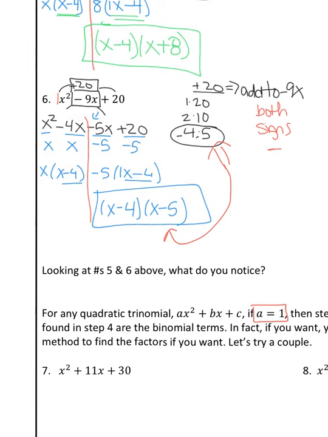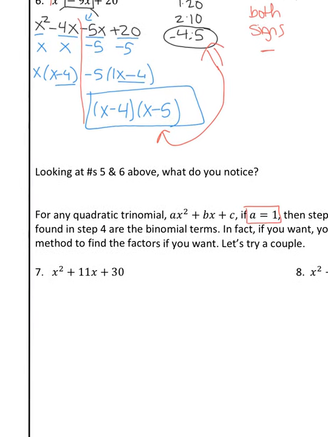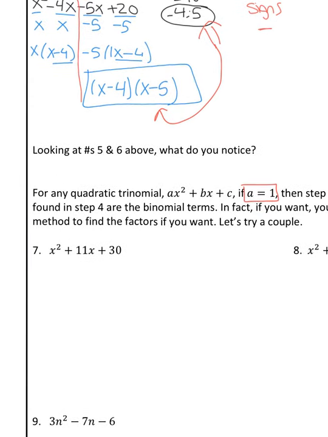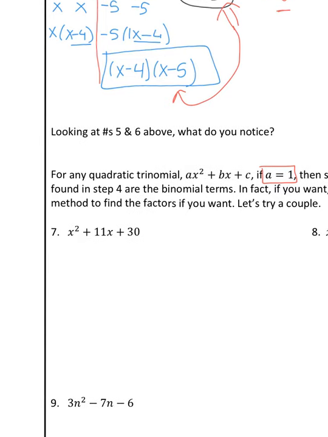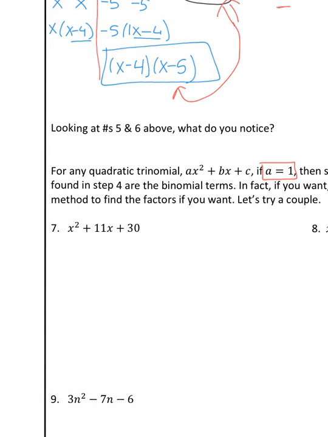So let's take a quick look at this little shortcut. It only works though if a is 1. If a is not 1, you cannot do this. You have to box that middle term, find the binomial pairs, and then draw your wall and do all of that. It only works if a is 1. So if I look at this problem here, here's my 11x, still helpful to know that, right?